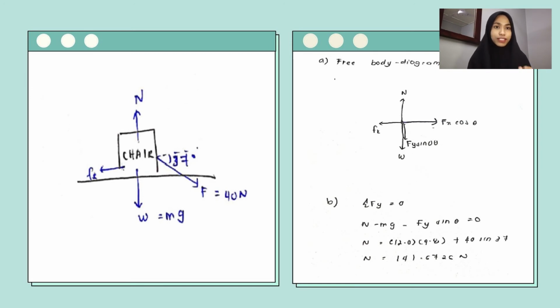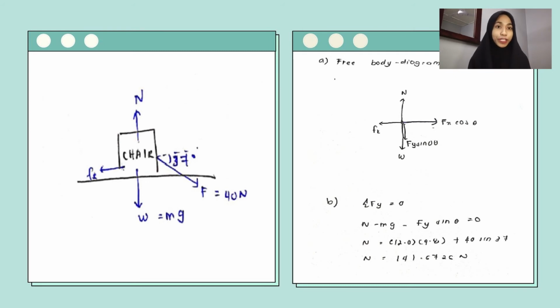We can divide this force into two components, the x component and the y component. The y component is F sin theta, where theta is 37 degrees, while the x component is F cos theta, with theta equal to 37 degrees. In the x direction, there is also the kinetic friction force, which is in the opposite direction to F cos theta. In the y direction, the normal force exerted on the chair is upward, while the weight and F sin theta exerted on the chair are downward.